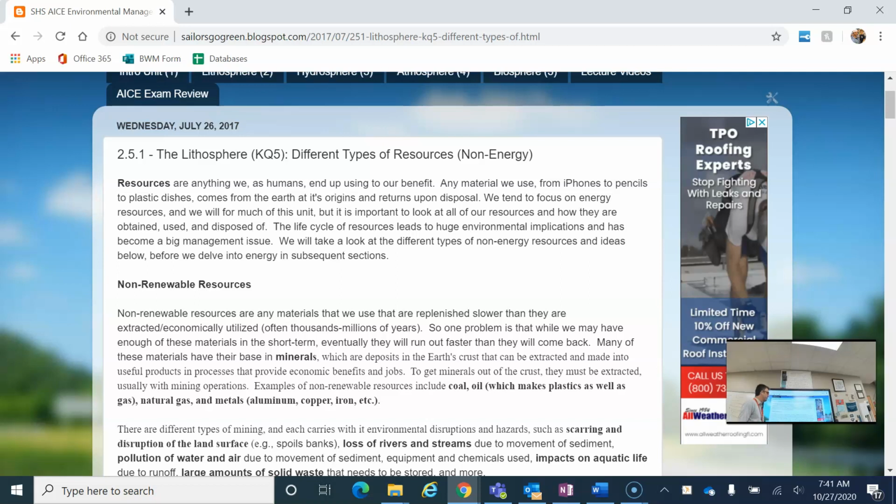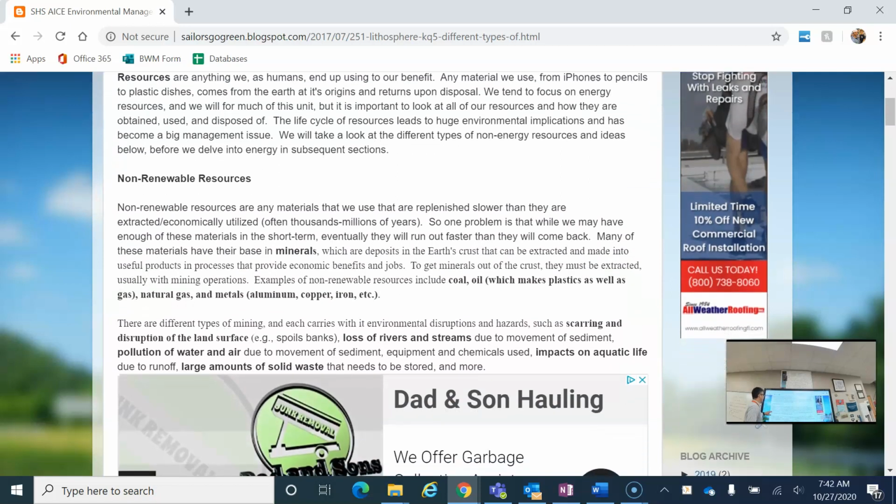We tend to focus on energy resources, but it's important to look at all of our resources and see what we're doing to deplete our resources everywhere. The life cycle of a resource leads to huge environmental implications, so we don't want to just look at the cradle. We don't just want to look at the beginning and where we get these products at, but what happens when we get rid of them? Where do they go? How do they get back into the environment? Because when we throw something away, it also goes back to the earth, but not in the same way that we got it out of the earth. So we're going to look at the different types of non-energy resources and these ideas before we delve into energy in the next section.